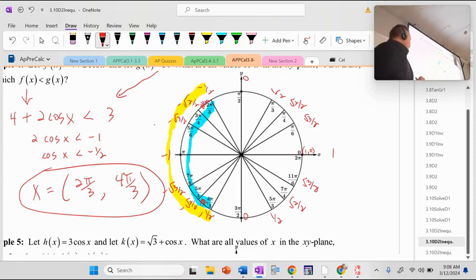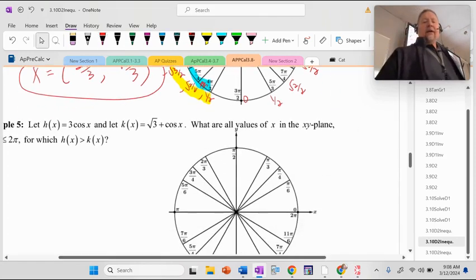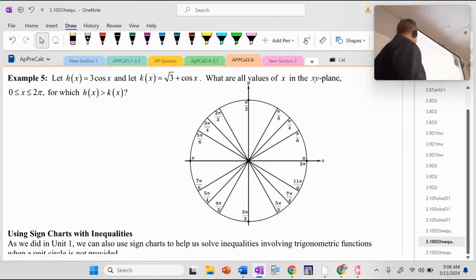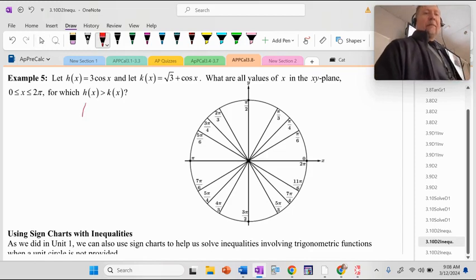All right, AP: let H of X, K of X, blah, blah, blah. Sorry, AP, but sometimes you drive me nuts. Okay, these aren't as bad, though. 3 cosine X. I know what you're trying to do. You're trying to get the students to understand math language and prove that they know math language. Got it.